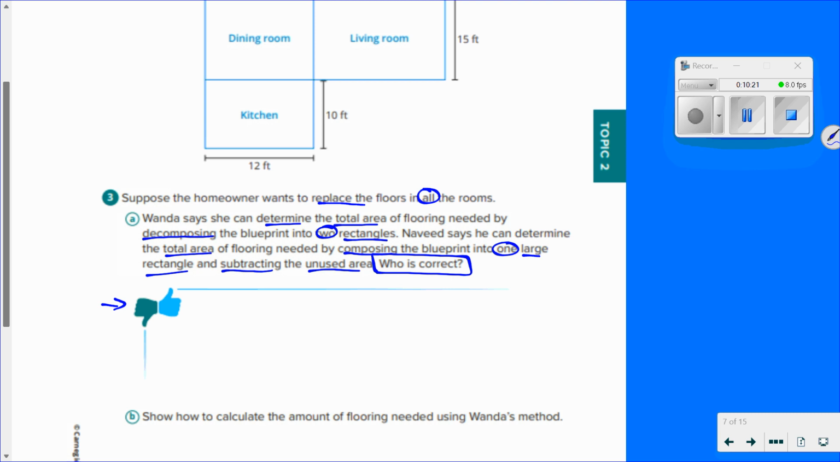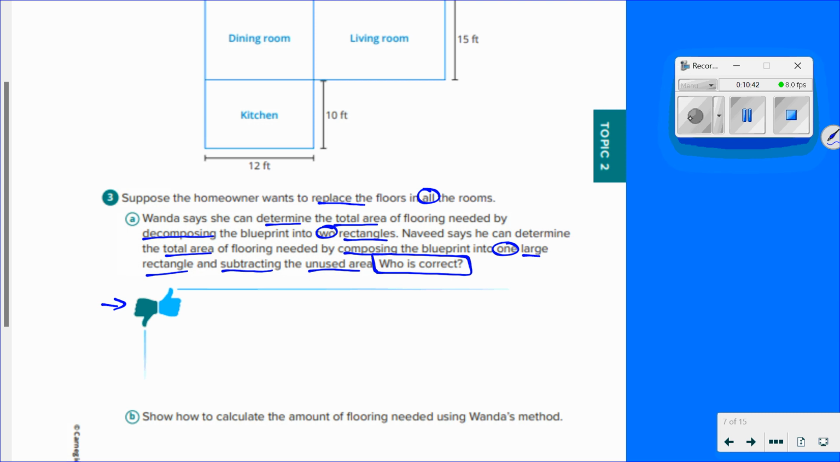Is Naveed right? Are they both right? Or are they both wrong? So look at what they said, make a determination, and go ahead and write down what you think the correct answer is as to who is correct. I'll give you about 2 minutes to think about this one, because it's literally just one of those 4 options that you need to choose.